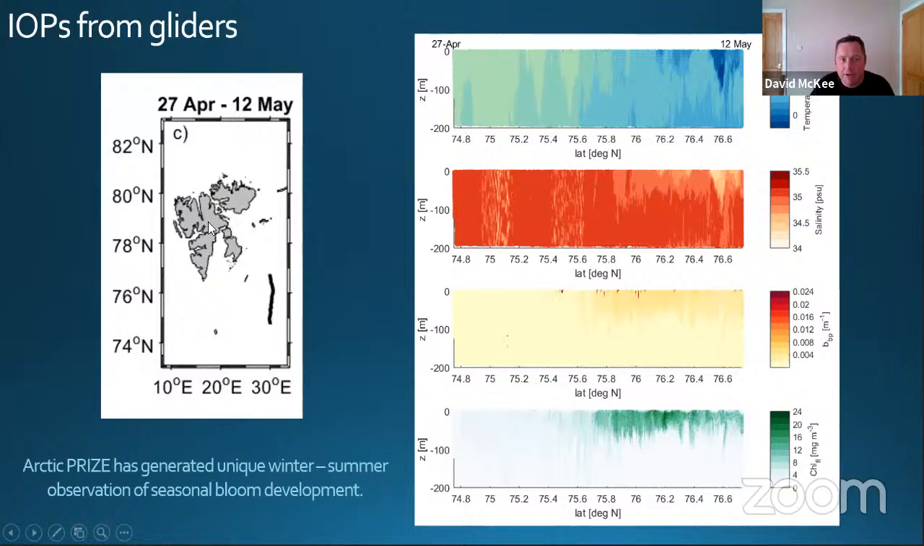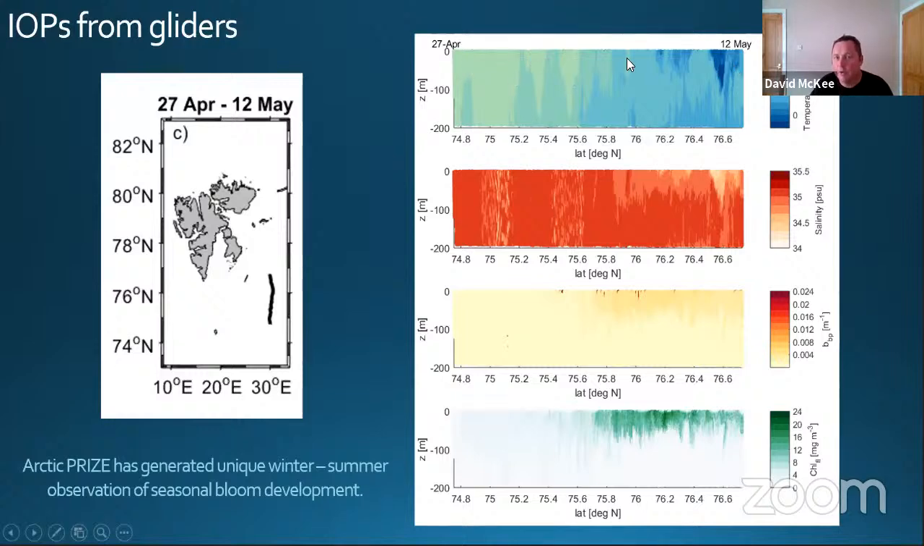So this is Svalbard, away up in the far north. This is the line of the transect by the glider. This took from the 27th of April to the 12th of May. So you've got a couple of weeks worth of data in this north-going transect. And as we went north along here, we have changing temperature on the top panel.